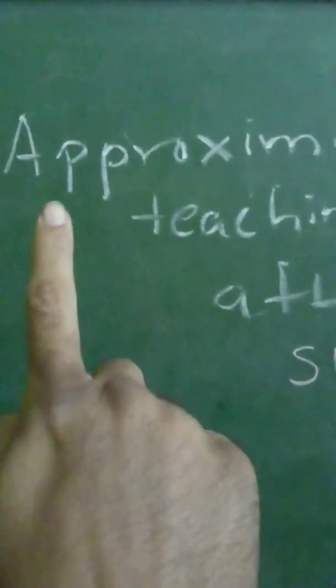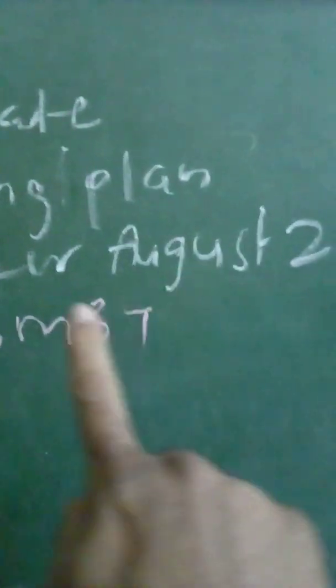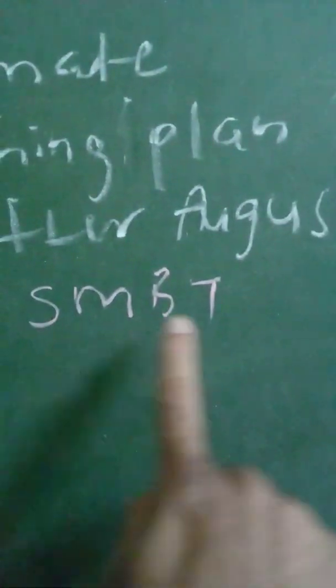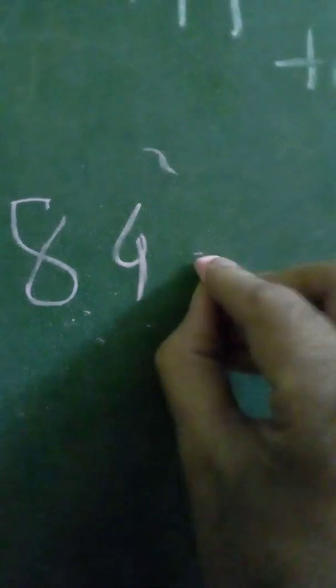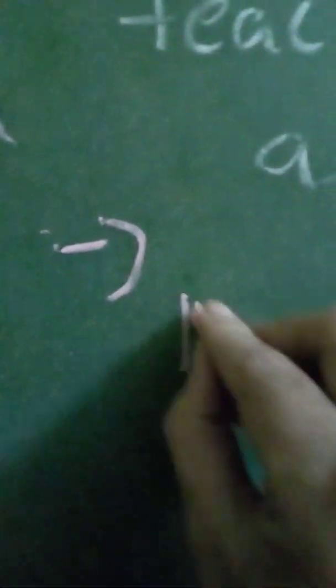Yes, we shall discuss briefly the approximate teaching plan after August 22nd SMBT. I have already submitted the 84 hours teaching plan. That is most important. So what exactly are we doing after 84 hours? Our target is solving previous year's MUHS question papers.